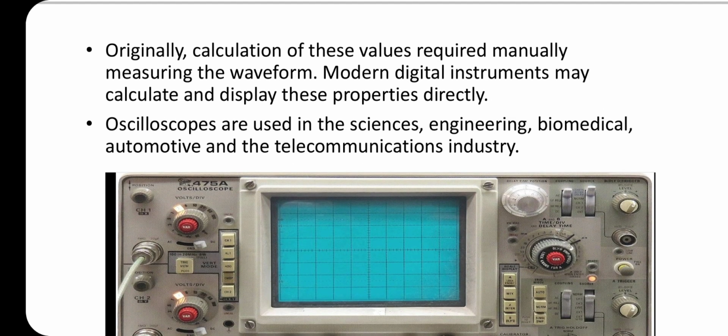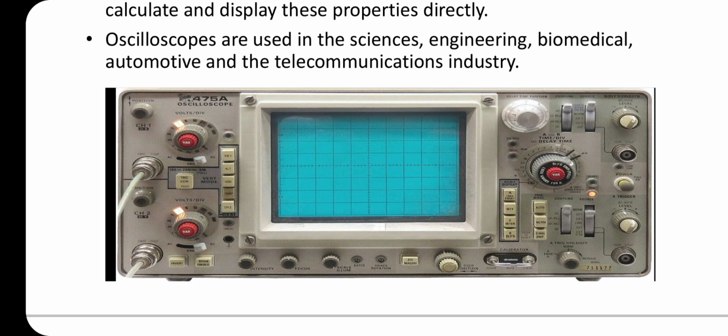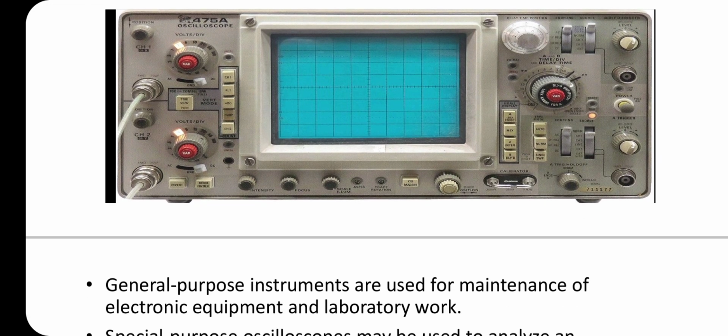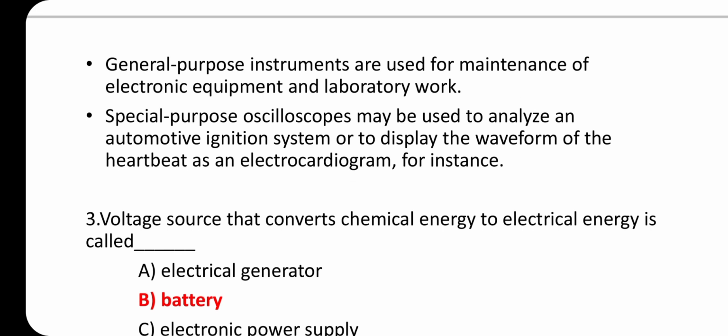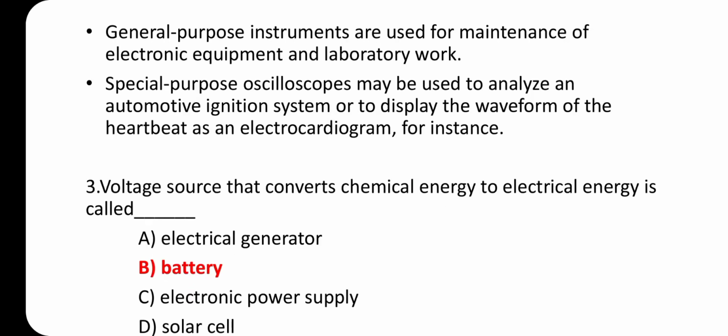Originally, calculation of these values required manually measuring the waveform. Modern digital instruments may calculate and display these properties directly. Oscilloscopes are used in the sciences, engineering, biomedical, automotive and the telecommunication industry. This is the picture of CRO. General purpose instruments are used for maintenance of electronic equipment and laboratory work. Special purpose oscilloscopes may be used to analyze an automotive ignition system or to display the waveform of the heartbeat as an electrocardiogram, for instance.